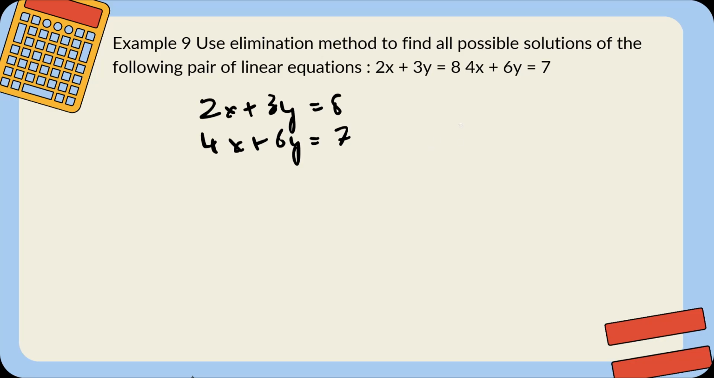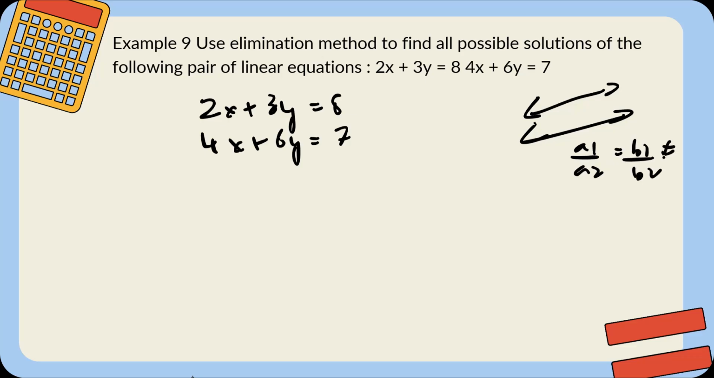It is not equal. So what do we understand here? a1 by a2 is equal to b1 by b2 is not equal to c1 by c2. So it is actually parallel lines, not infinitely many solutions. It will be a1 by a2 equal to b1 by b2, not equal to c1 by c2: parallel lines, no solution. When is it infinitely many solutions? When all of them are equal. So from this itself, we already know. Can we find a solution? No, we cannot.